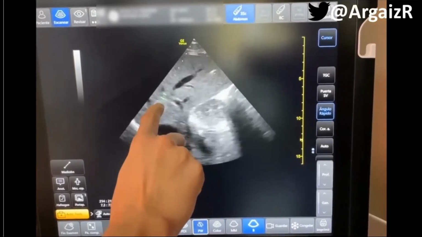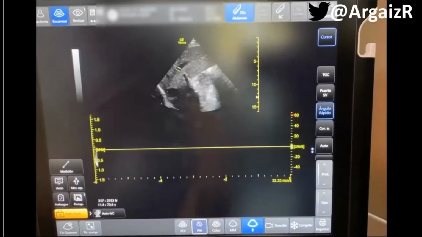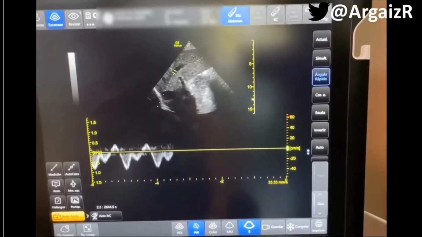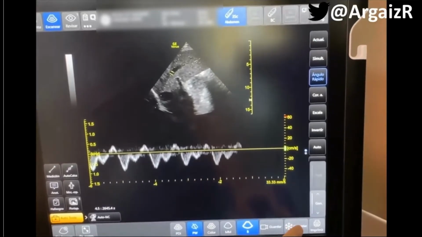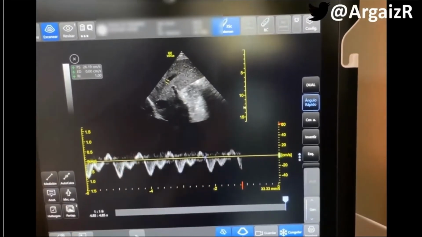You put the gate inside of the blood vessel, and you ask the patient to hold the breath, and then you press the button again, and you will get this nice hepatic vein waveform tracing, which is composed normally of the S, the D wave, and the A waves.